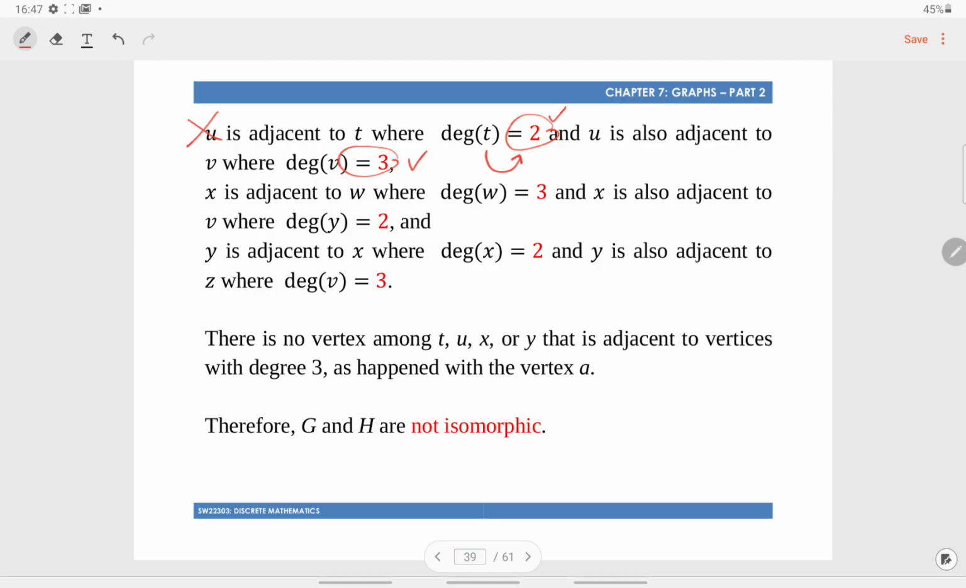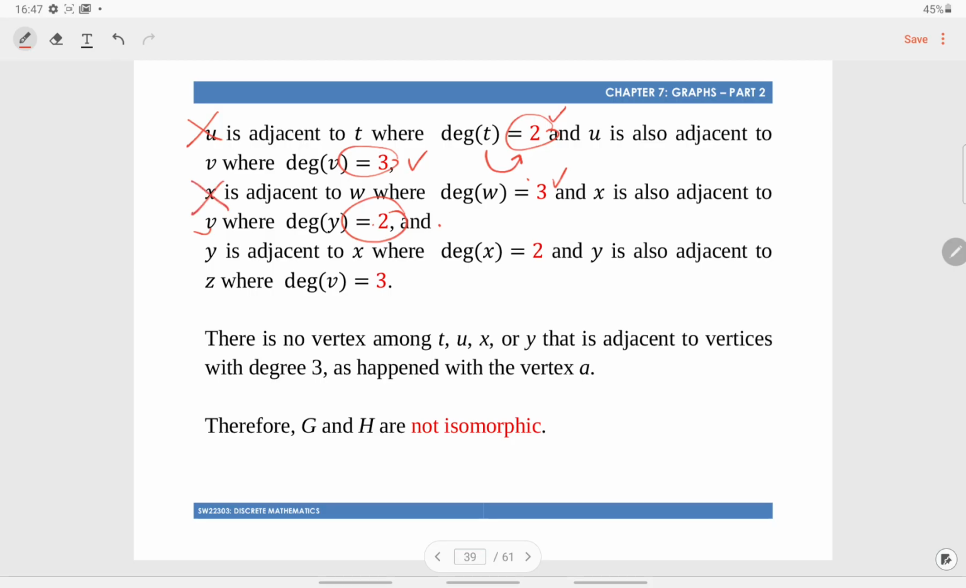So X in the graph H is adjacent to W, where the degree of W is equal to 3. This one is okay. But it is also adjacent to, not V, it's Y. Okay, the degree of Y is equal to 2. Whereas in order to correspond with A, we need both degrees equal to 3. But because this one is 2, immediately we can cancel X.